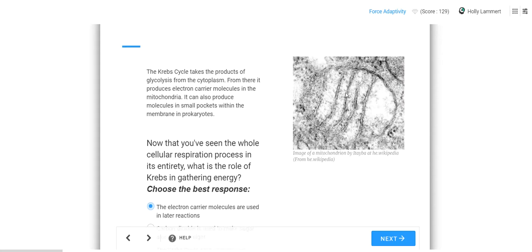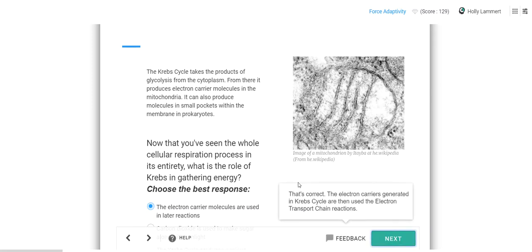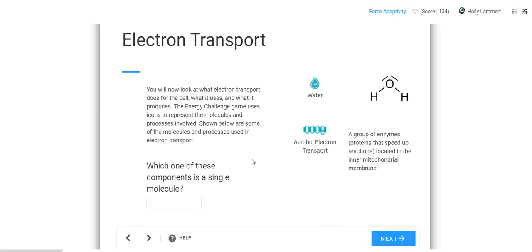I think this is really cool. This is a picture of the mitochondria. Here you can see all those membranes. That's where the electron transport happens. All right, now we'll look at what electron transport does for the cell.